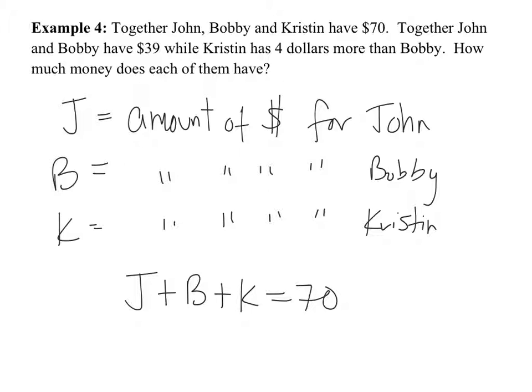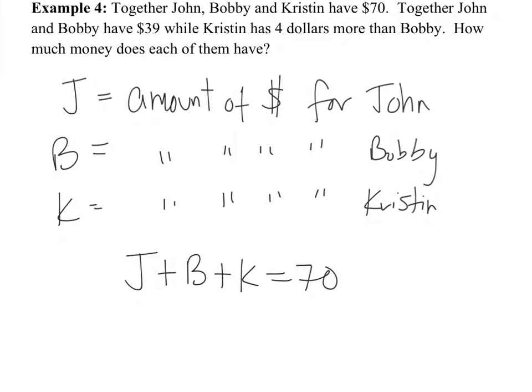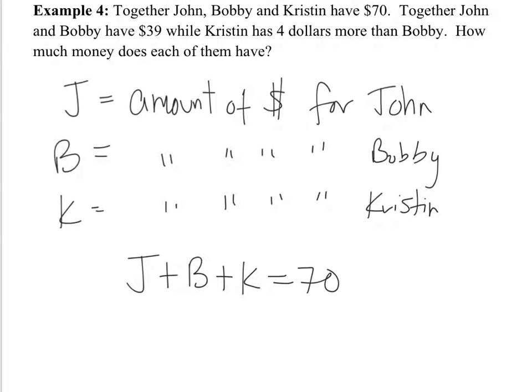It says, then together Bob and John and Bobby have $39. What would I write there? How would I write the second part? Chandler? J plus B equals 39. And look what I'm doing. Take a look, please. Why did I do that?